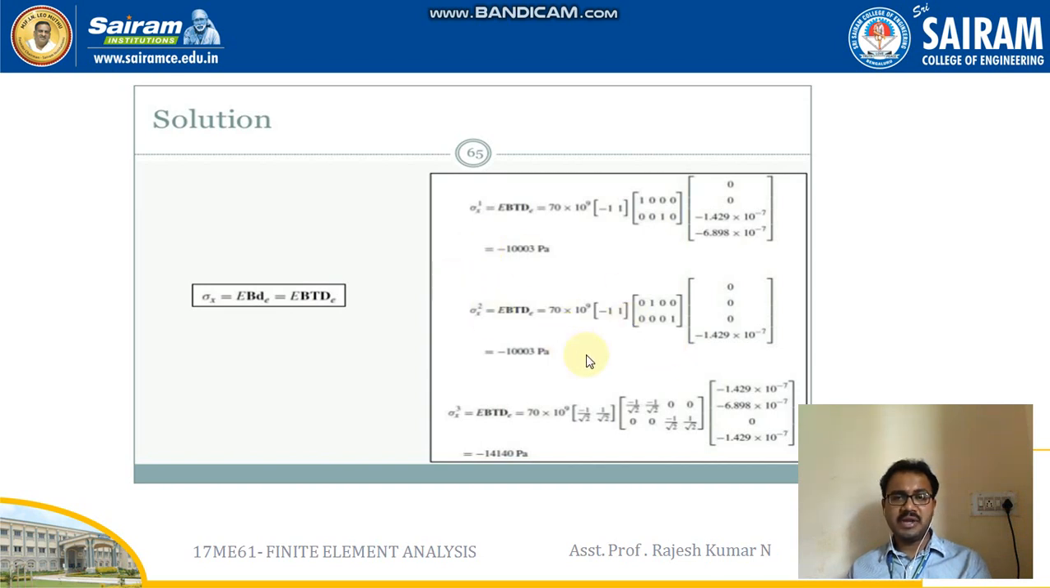In this particular problem, reaction is not asked. In case the reaction is asked, we know the equilibrium equation K into Q minus F is equal to R. Wherever the nodes are fixed, only find the values at those particular locations, so that you will get the reactions. And in case in the same problem they ask you to calculate the strain, from the stress value just divide by the corresponding Young's modulus value. Whatever number you get will be your element strain value.